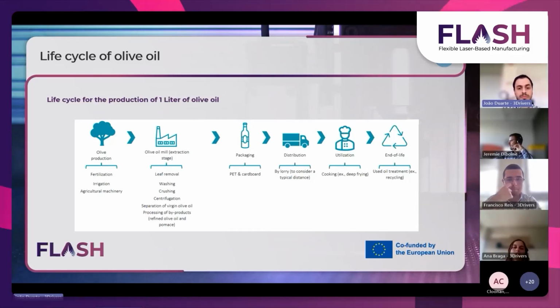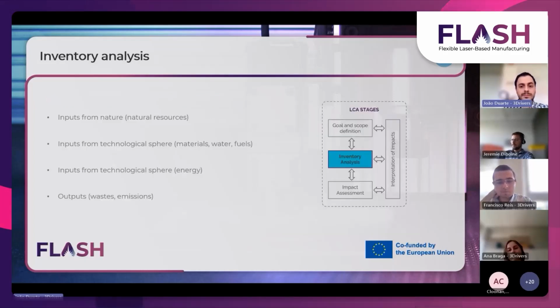In this case, we'll be using PET bottles, and those PET bottles are then grouped into sets using cardboard boxes, which are then transported by lorry to the point of sale, where the users of this product will buy the olive oil and use it for cooking. After it is used, it needs to be disposed of using adequate treatment processes in order to avoid leaking and releasing this used oil into the environment.